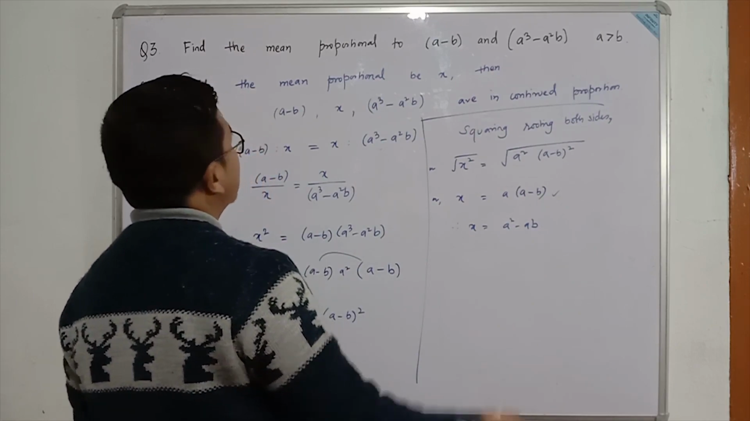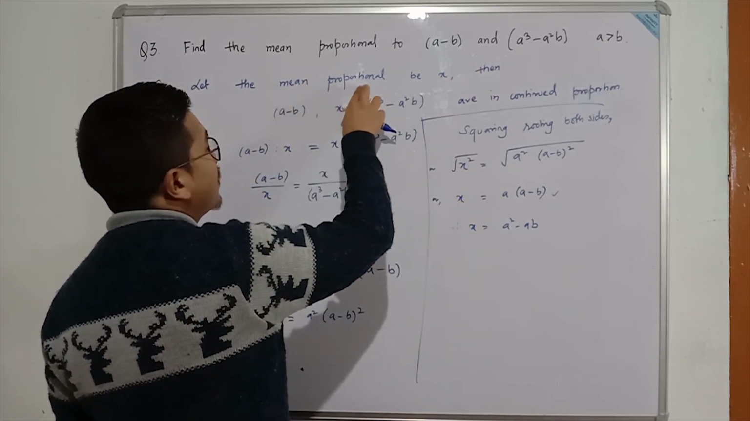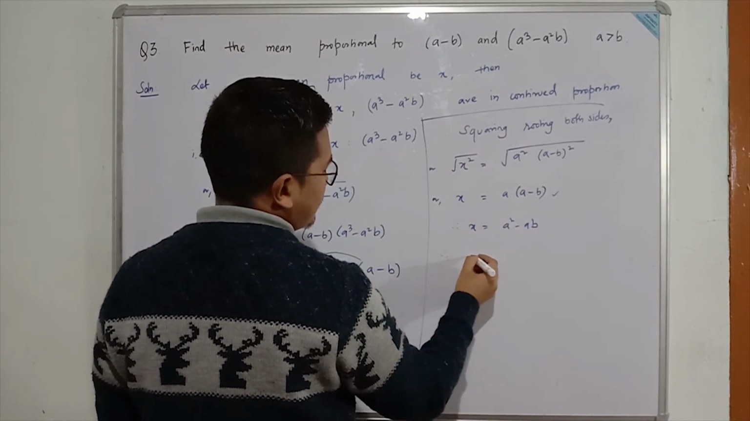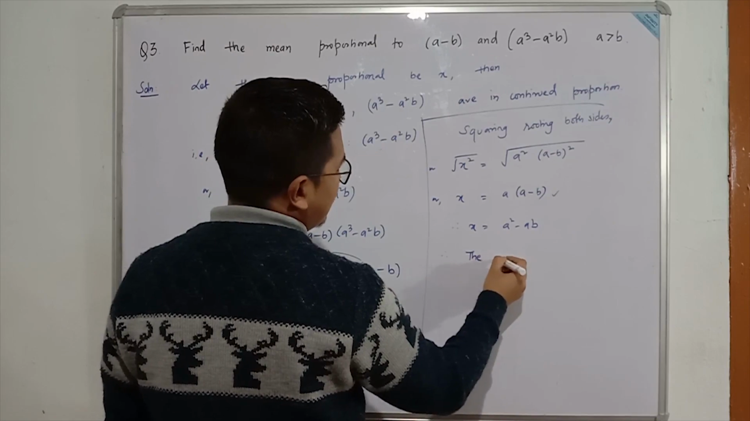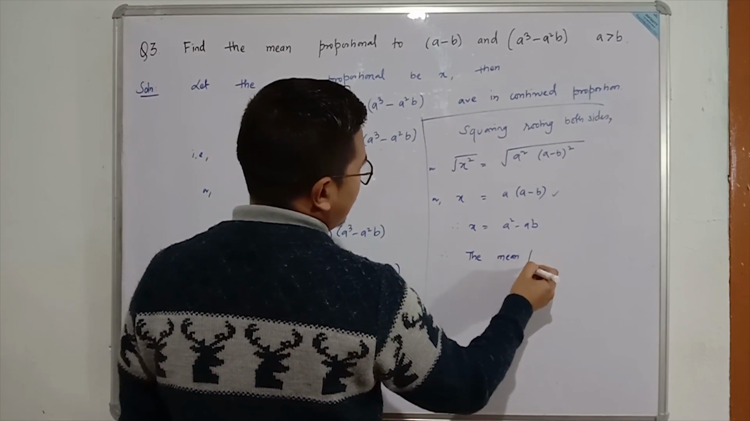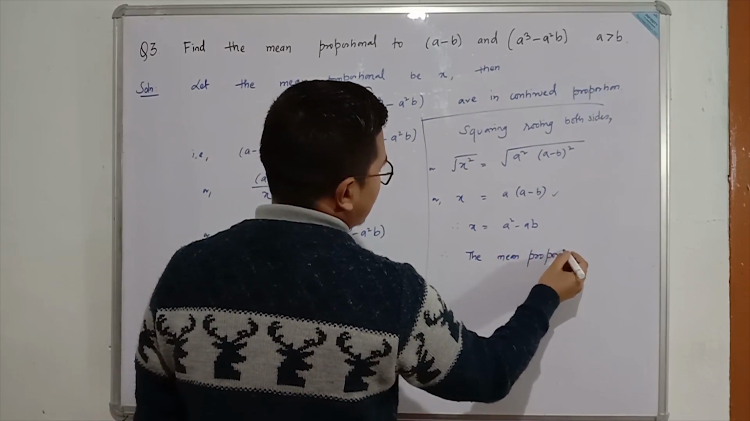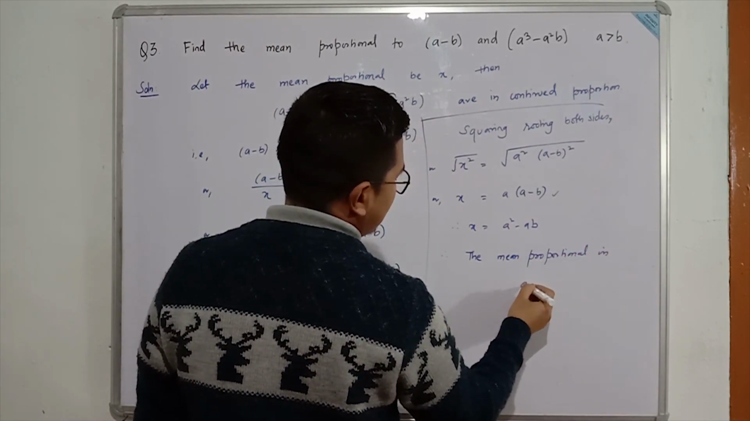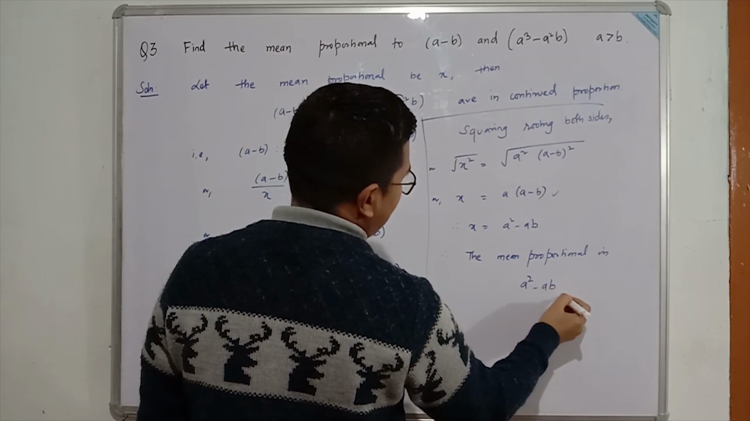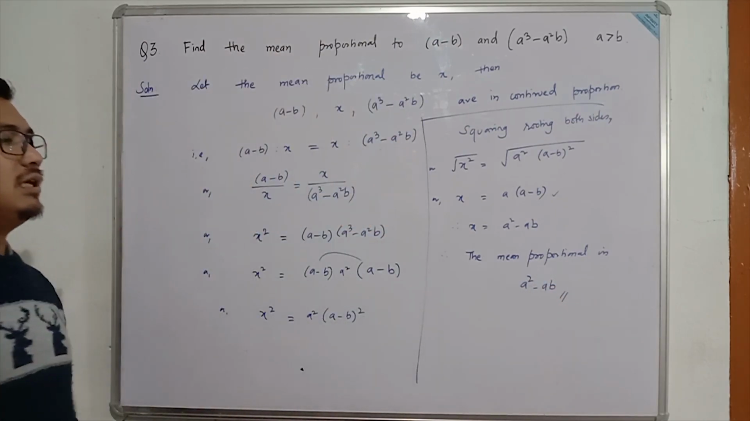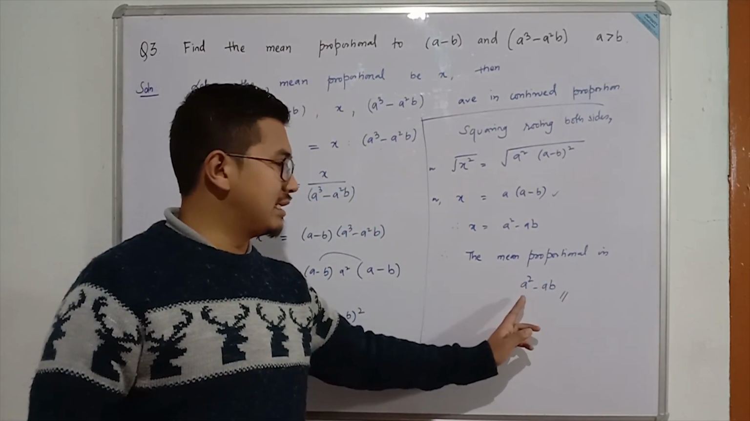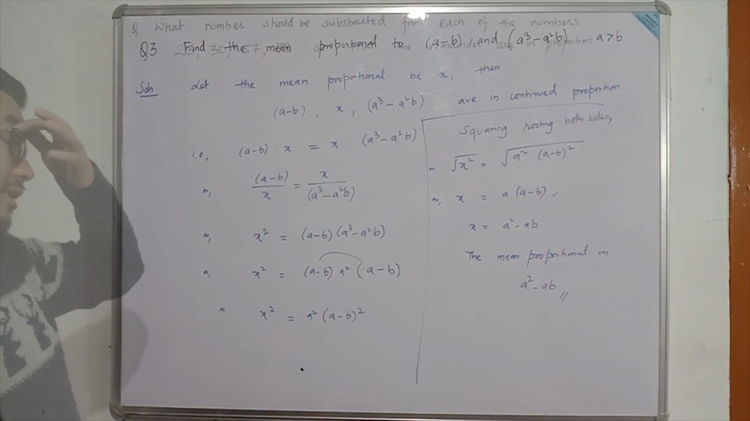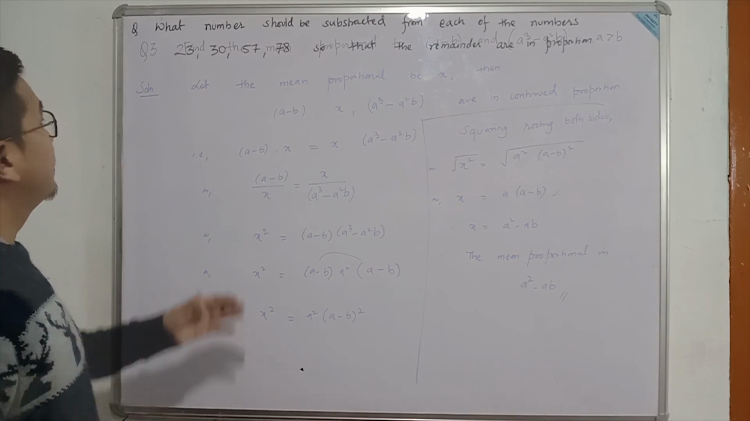So what was x? X was the mean proportional and we got it to be a square minus ab. Therefore we can conclude the mean proportional is a square minus ab. So this is the mean proportion, that is a square minus ab. Okay. So let's see this type of question.